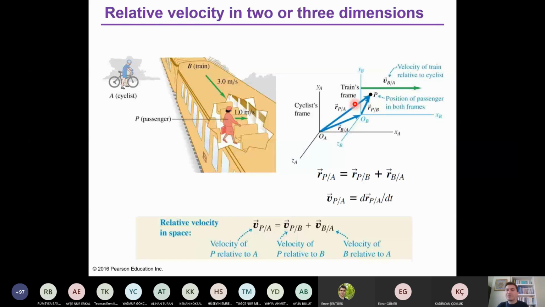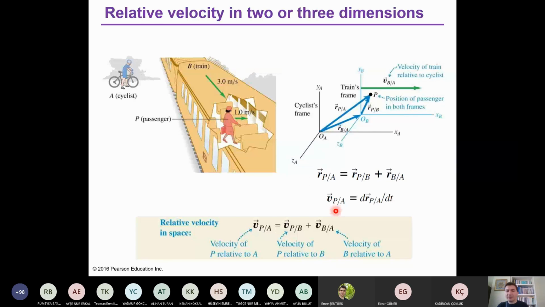So remember the vector addition, remember the vectors. Here we have one vector, and here we have another vector. So this is the head of the first vector, this is the tail of the second vector, head to tail, and this will give us the resultant vector, right? So then I can write this position vector like this: R of P relative to A equals R of P relative to B plus R of B relative to A. So by using the vector rules, I can write this one like this.